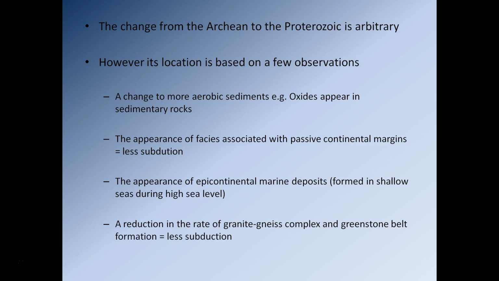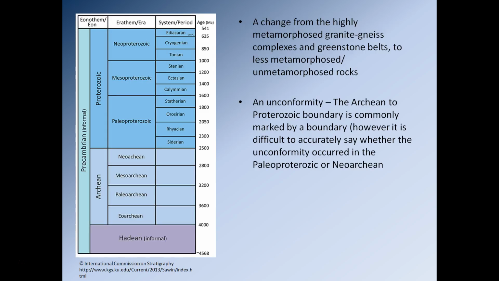We also see a significant reduction in the rate of granite gneiss complex and greenstone belt formation. That also suggests there's less subduction going on, because if you remember, both of our models of greenstone belt formation required subduction. Either island arcs were crashing into each other, or we had back arcs forming behind island arcs in order to make greenstone belts. So once subduction becomes less common, the rate of granite gneiss complex and greenstone belt formation slows down. So we see a change from the highly metamorphosed granite gneiss complexes and greenstone belts of the Archean to less metamorphosed to nearly completely unmetamorphosed rocks.